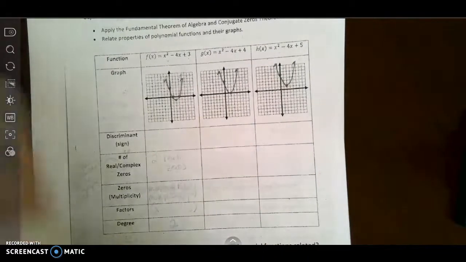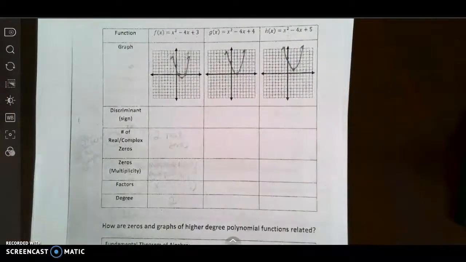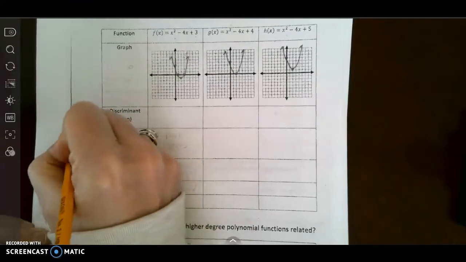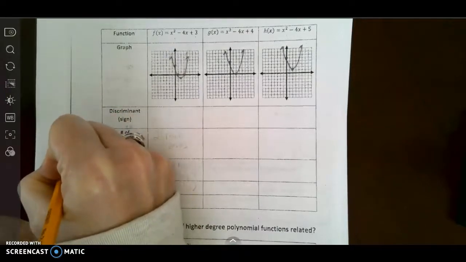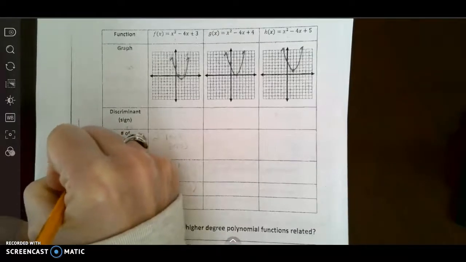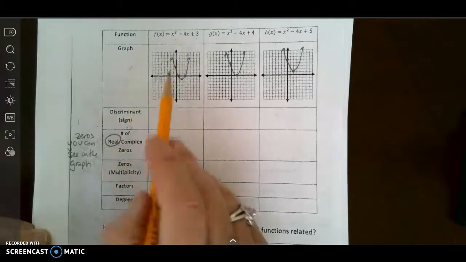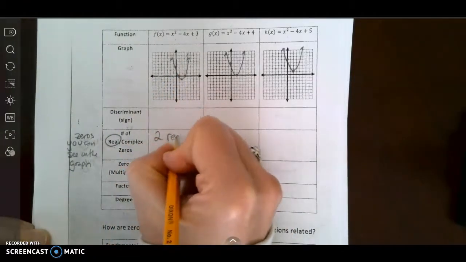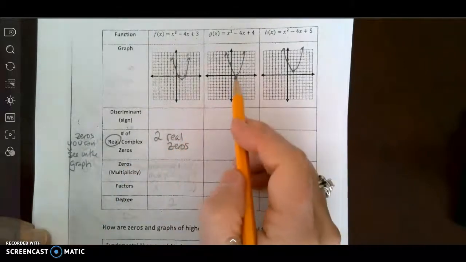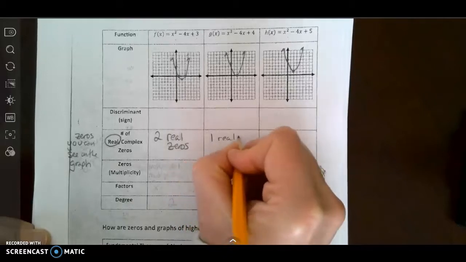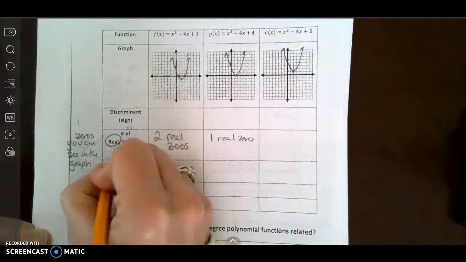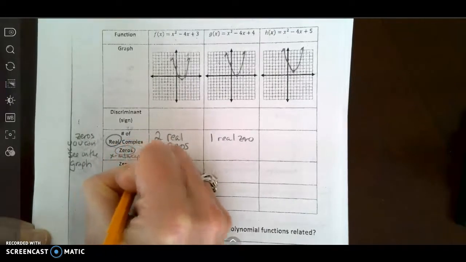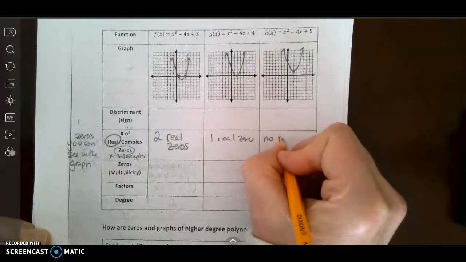Okay. All right. So let's fill out what we can here with what we already know. Real zeros, by the way, when it says real zeros, that means zeros you can see on the graph. That's why they're real. Okay. This one right here has 2 real zeros. This one has 1 real zero. You can only see 1 there. This does not. Zeros, remember, are x-intercepts. This one has no real zeros.